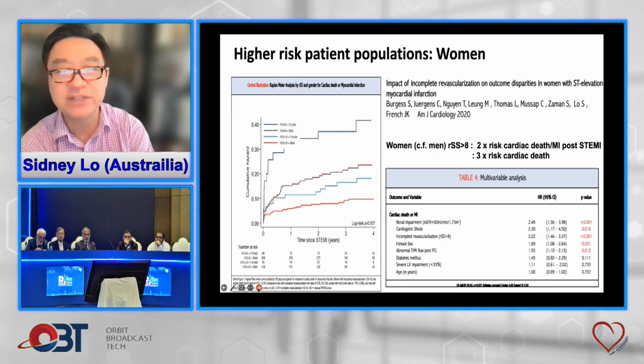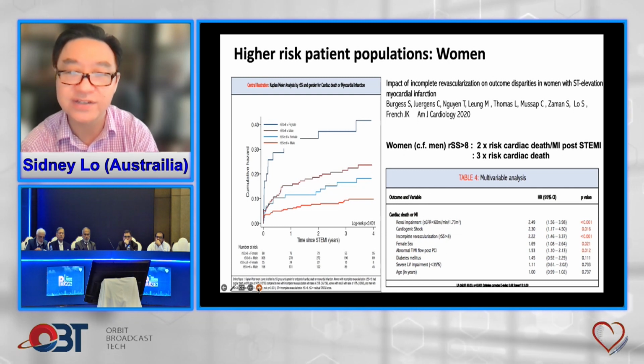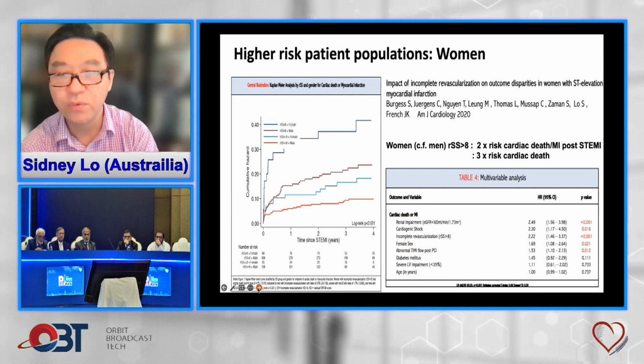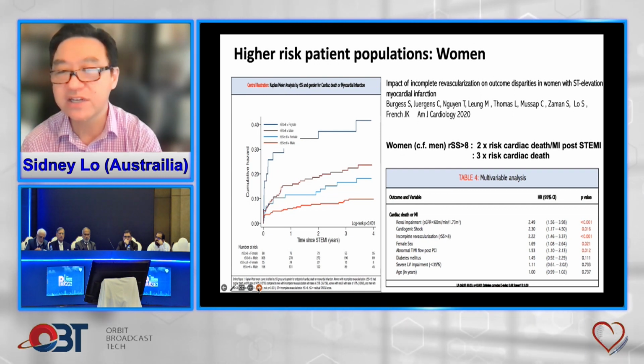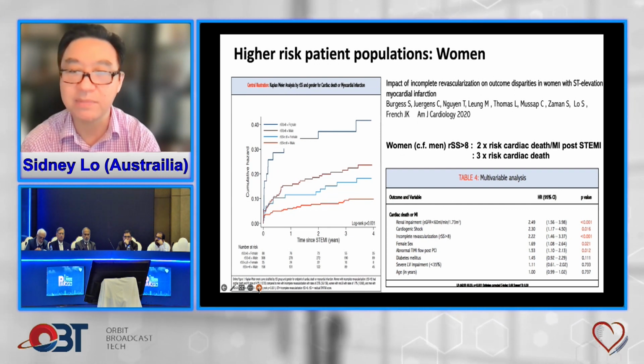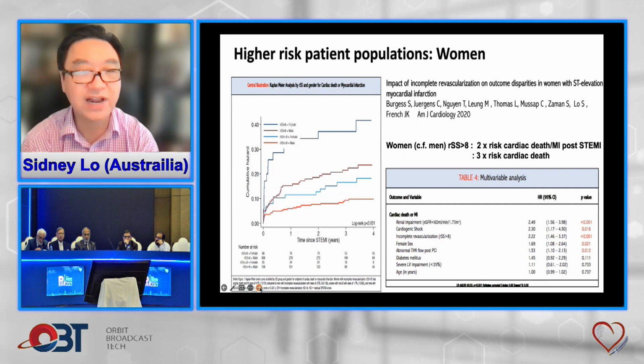We also found some high-risk populations, such as women. Women compared to men with a residual SYNTAX score above 8 had twice the risk of cardiovascular death or MI post-STEMI, and maybe 3 times the risk of cardiovascular death.